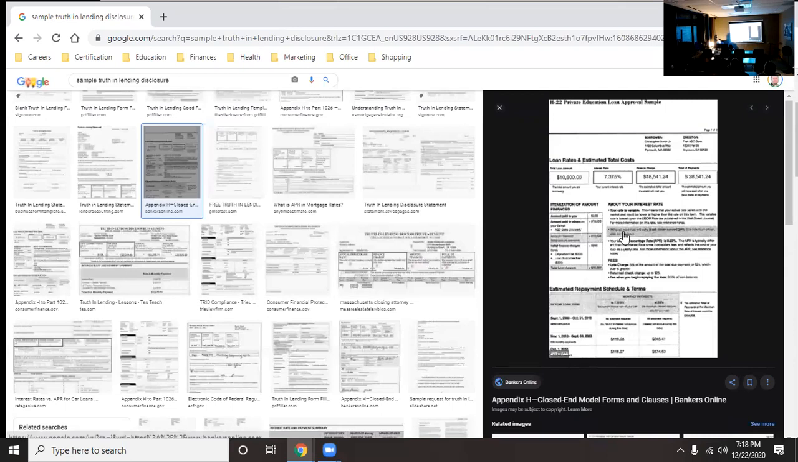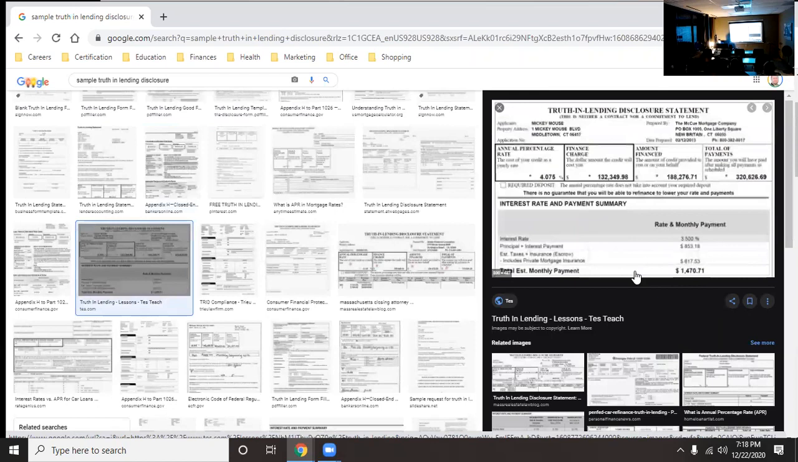But basically, I'll read the numbers to you because I know some of you can't see. Let's see if I can see this one. Here we go. This is a little bit more clear. Can y'all see that one right here? Barely. All right. So this first box here is the annual percentage rate.